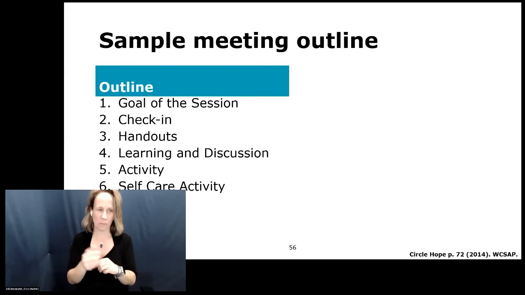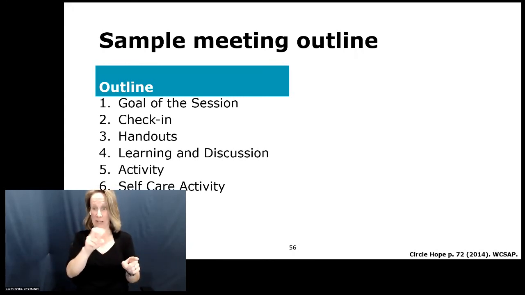I should probably get a shirt that says this by now, but the group structure should be reflective of the needs of the participants and the community. This outline specifically comes straight from Circle of Hope, and I even put the page number so you can go directly to it. So we have the goal of the session, check-in, handouts, learning and discussion, activity, self-care, the checkout, and then that's followed by resources. And Victoria put it again in the chat for your reference.